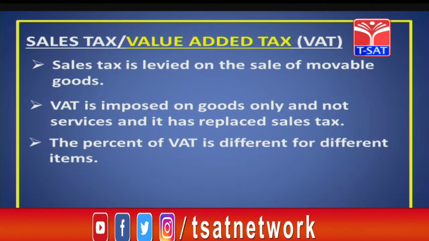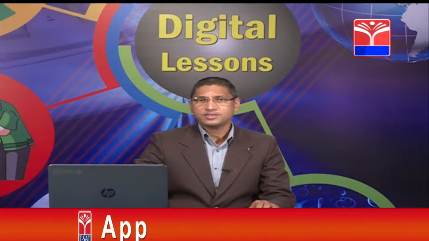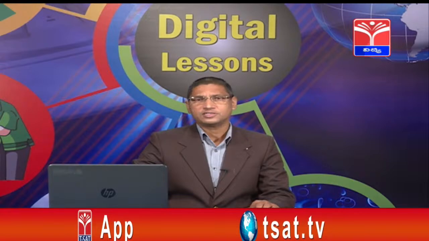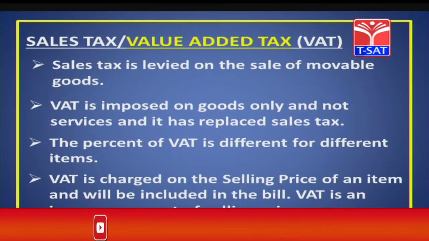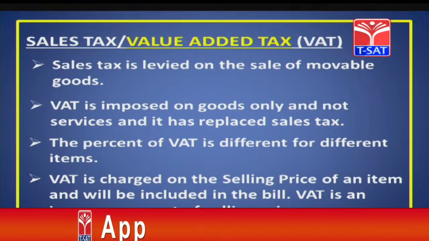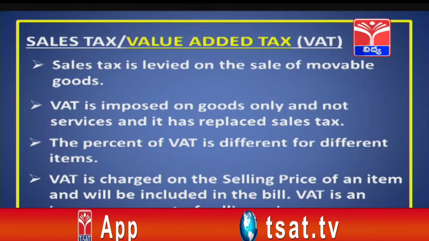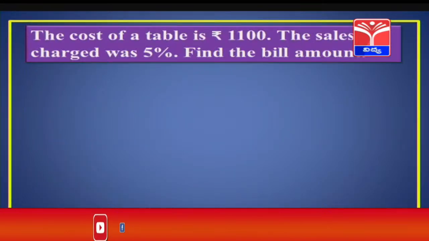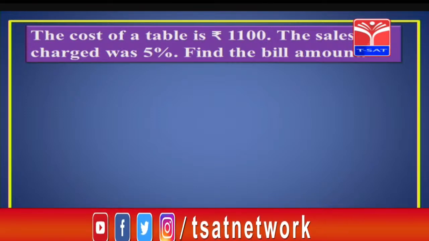The percentage of VAT is different for different items. Like for example, if you are purchasing groceries, the percentage is different, whereas if you are purchasing say an automobile, that is different. Now, VAT is charged on the selling price of an item and will be included in the bill. So, whenever you purchase any item, you can see there will be VAT in that bill. Now, let us understand the concept of VAT and how they calculate sales tax or VAT with an example. The cost of a table is 1100 rupees and the sales tax charged was 5%.